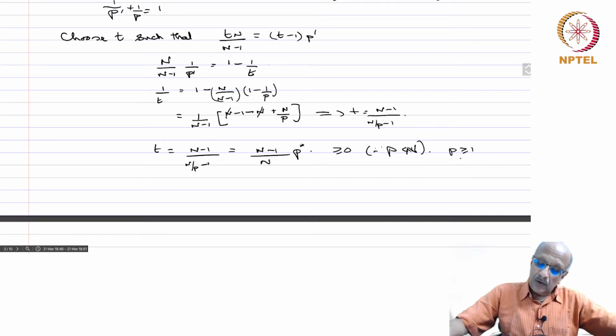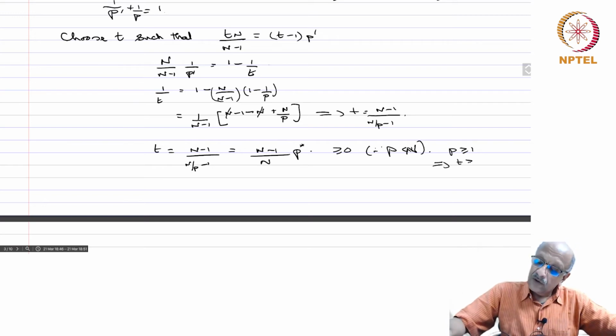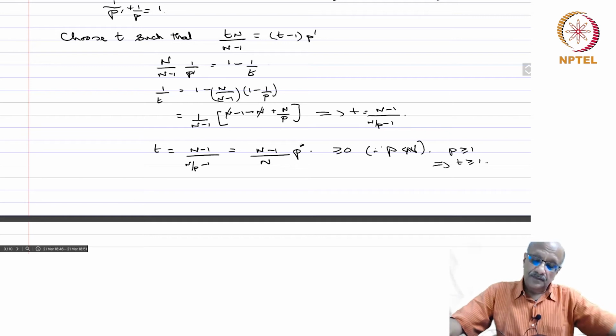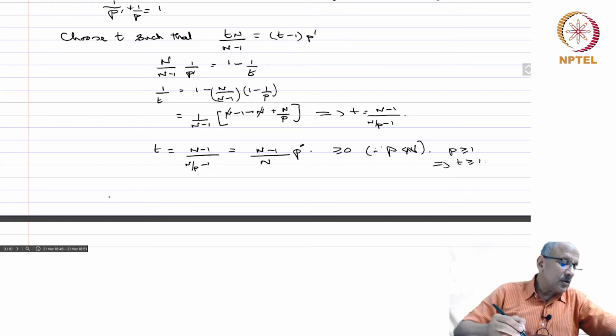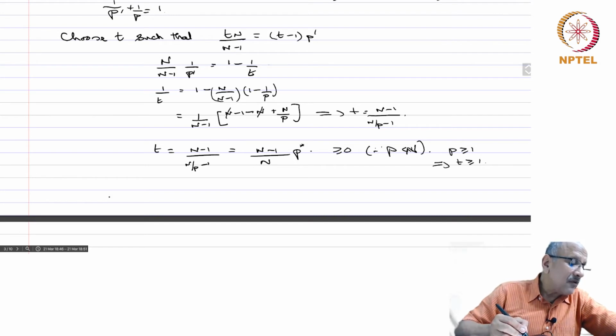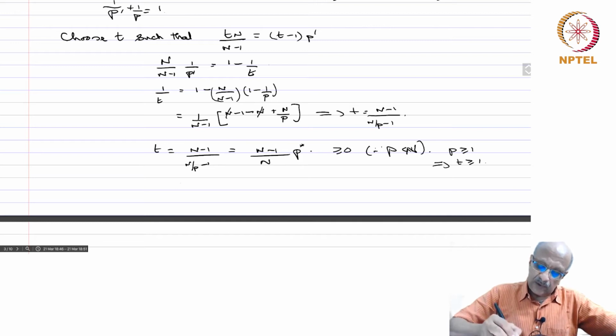So p star is greater or equal to 1, which implies t is also greater or equal to 1. Because from this formula it follows, because you are taking something smaller than n in the denominator. So the denominator is smaller than the numerator. So this will be greater or equal to 1. Okay. So therefore from this you have tn by n minus 1. Tn by n minus 1 is p star.